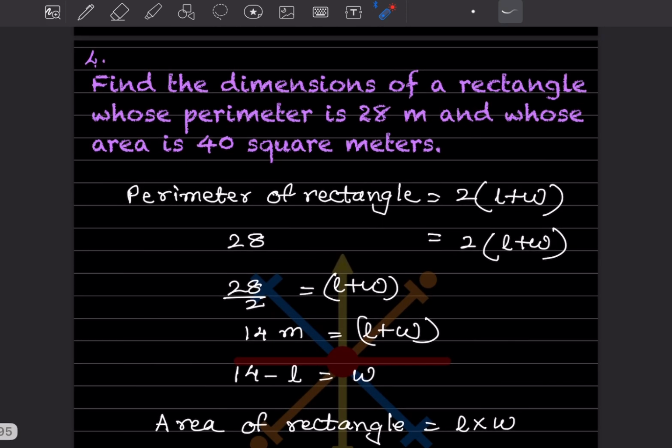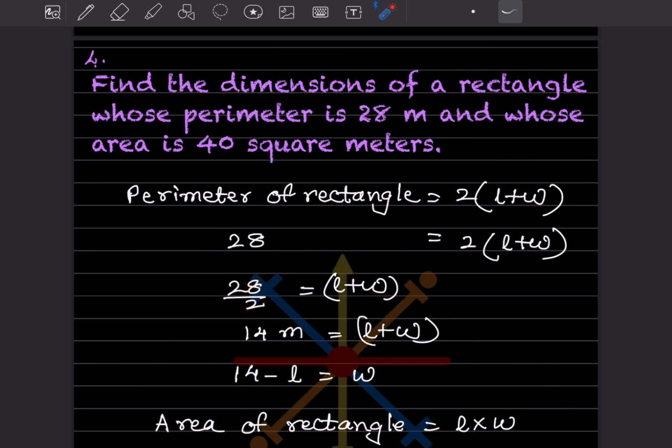Find the dimensions of a rectangle whose perimeter is 28 meter and whose area is 40 square meters. So now, because it is a rectangle, you know the perimeter of rectangle means twice length plus width. So now the perimeter is given as 28. So below this we'll write here 28 is twice length plus width. So now what will you do here? 28. Actually this is multiplication. If we take on this side, it is going to get divided here. This is length plus width. So this is going to be 14 meter is equal to length plus width.